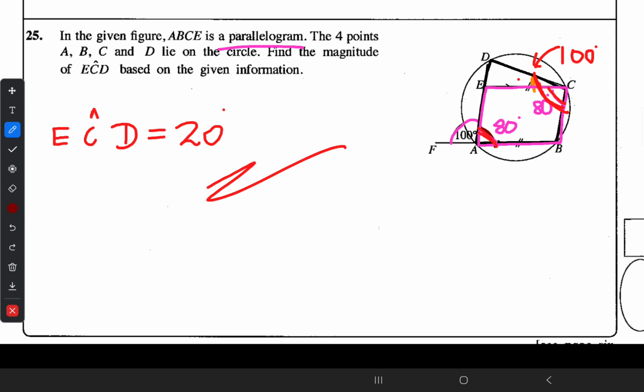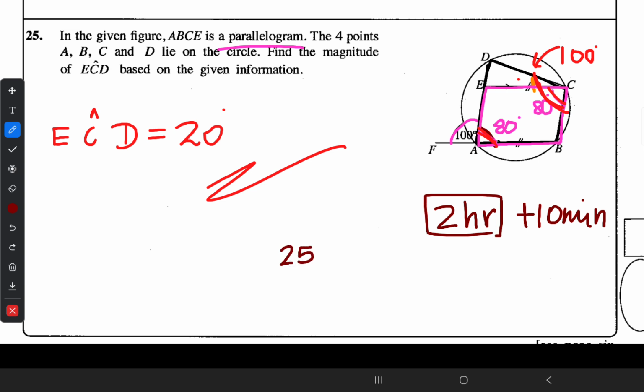So totally in your part 1, the total time allocation is 2 hours. Additionally, 10 minutes of reading time. So let's take the major time. You will have 25 MCQ questions. MCQ means this type of semi-structured questions. Thereafter, 5 essay type of structured questions. For these 25 questions, 1 hour.